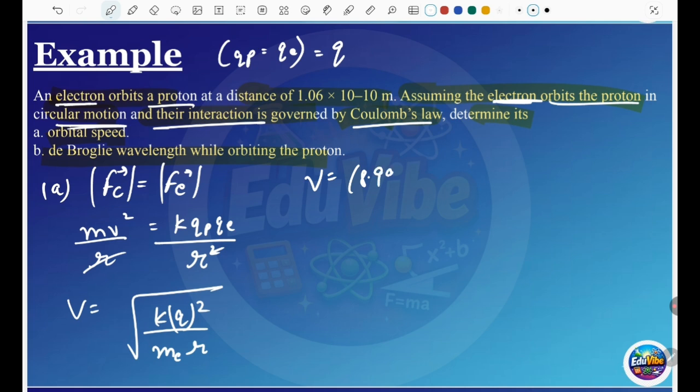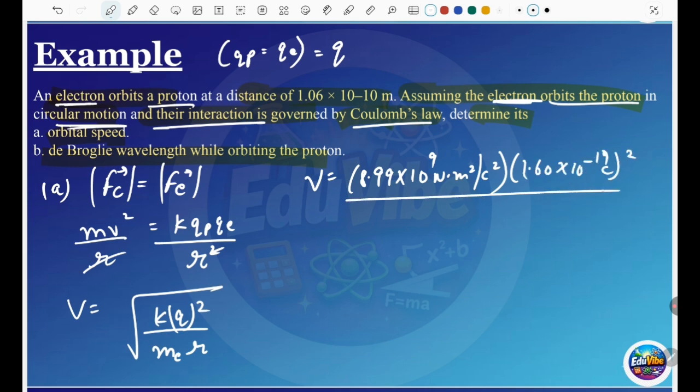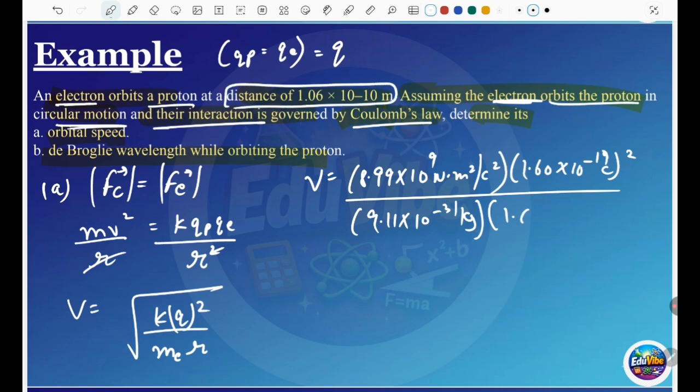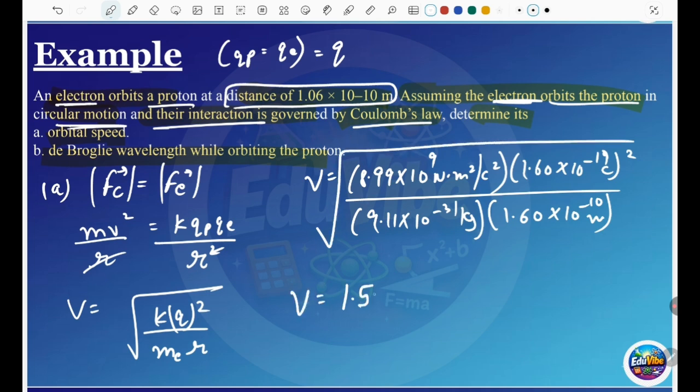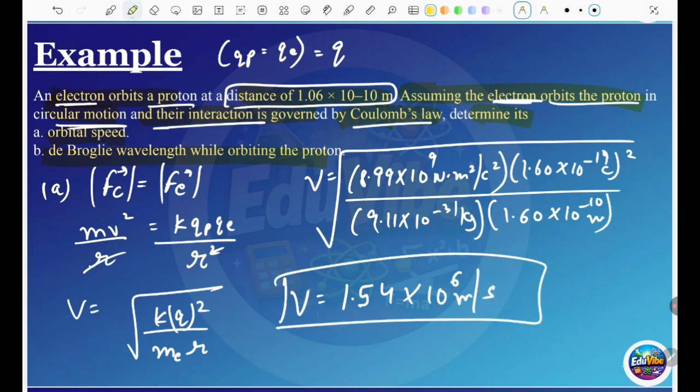So k is 8.9 times 10 raised to 9 newton meter squared per coulomb squared. Q squared is 1.6 times 10 raised to minus 19 coulombs, again squared, divided by the electron's mass, which is on the formula sheet, and the r is given to you, which is the distance, this one. So 1.0 times 10 raised to minus 10 meters, and the whole root of this. When you calculate this, you get 1.54 something times 10 raised to plus 6 meters per second. You want three significant figures, so this is your orbital speed.